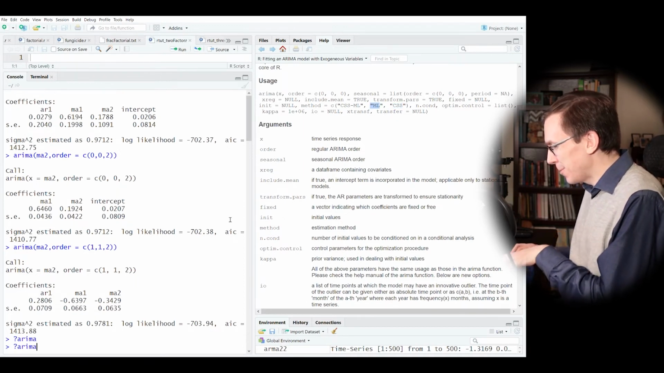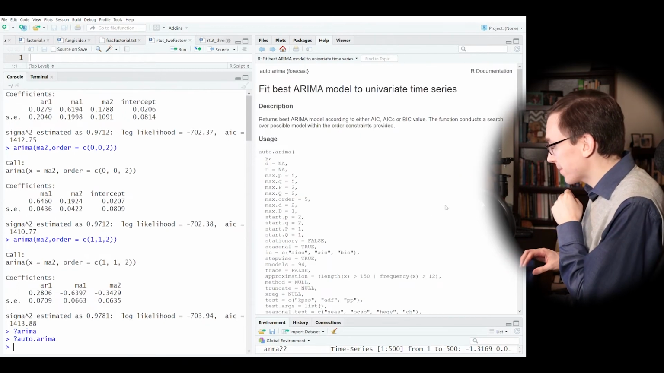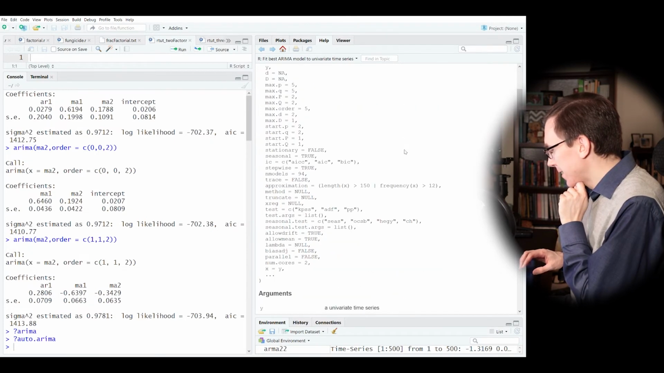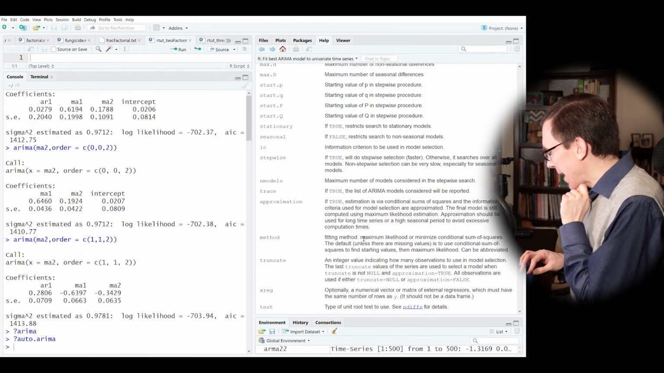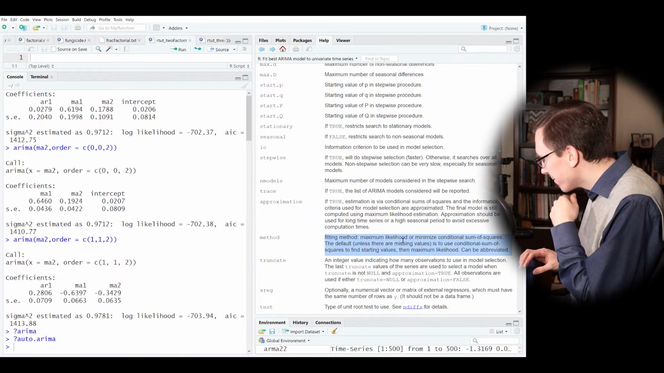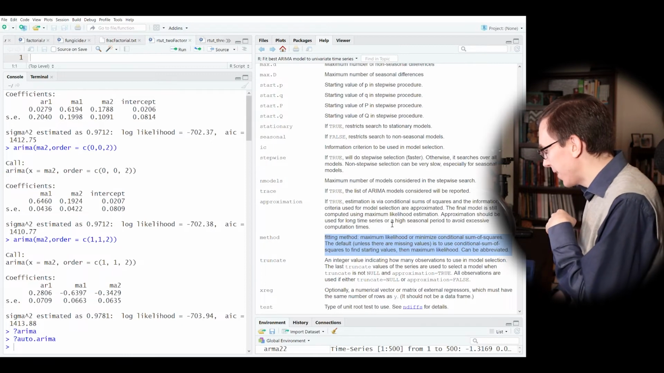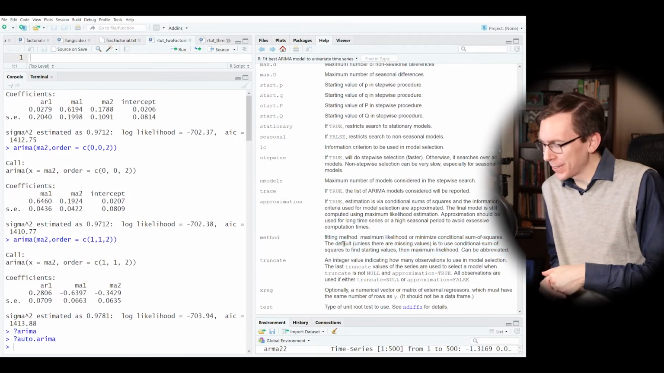Meanwhile, in a separate R package, you have auto.arima. And auto.arima, yeah, is going to select based on AIC. And I mean, yeah, the method is maximum likelihood. CSS is conditional sum of squares. That makes sense. The fitting method: maximum likelihood or minimize conditional sum of squares. The default is to use conditional sum of squares to find the starting value, then maximum likelihood. So presumably they seem like they should be doing the same thing, but they're giving me different answers, which is quite interesting.